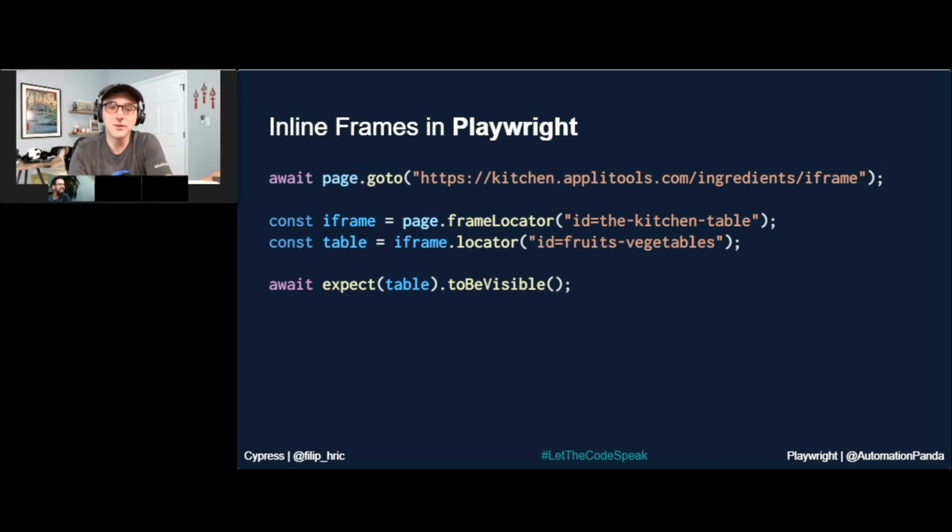But then, once we have the locator to the table, if we want to check to see if it's visible, we can say, await expect your table to be visible. We have that web-first assertion there.